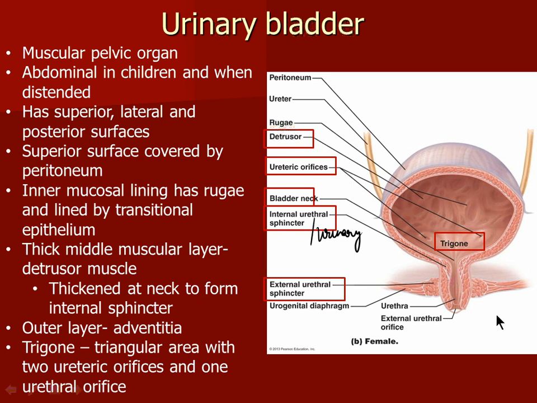So just like in the anal sphincters, where you had an involuntary and a voluntary sphincter, similarly here we have an external sphincter, which is a voluntary sphincter because this is made of skeletal muscle. So the external sphincter is skeletal muscle and this surrounds the urethra just before it opens. So this is the one that you can control.